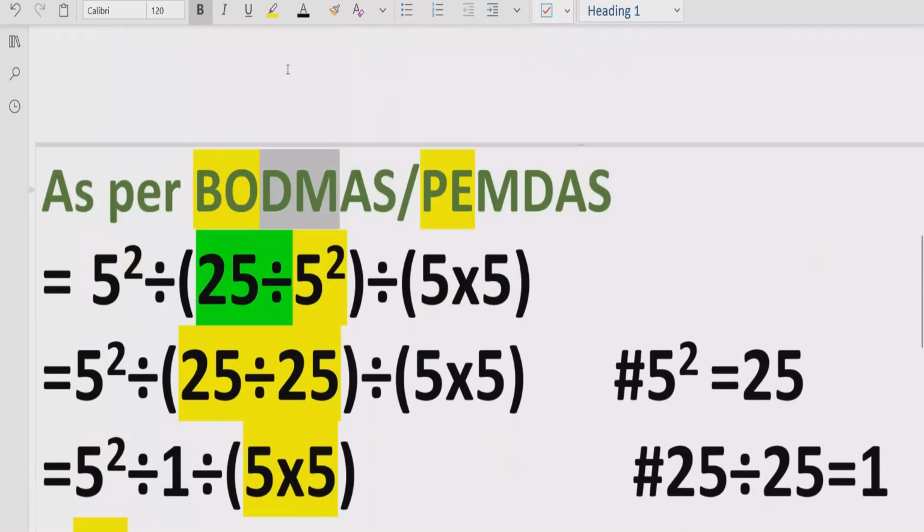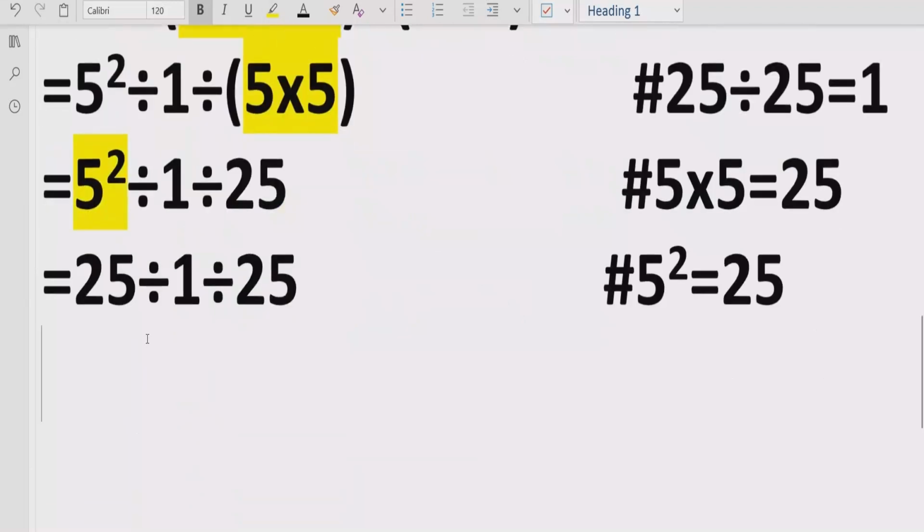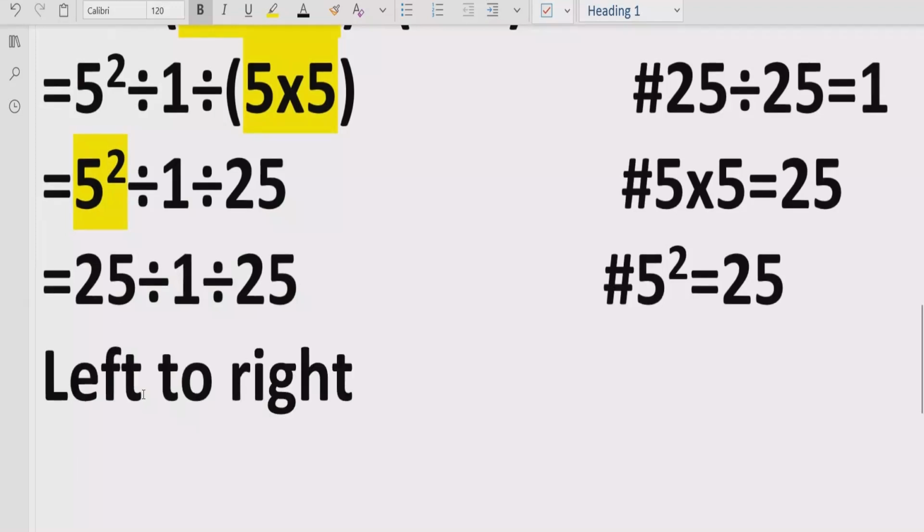Now we have to solve the division and multiplication or multiplication or division. But in our expression, we have all the division signs. So now we have to see like which part we have to solve first. Either this one, 25 divided by 1 or 1 divided by 25. So what we have to do, we have to go left to right in this expression and find out which is coming.